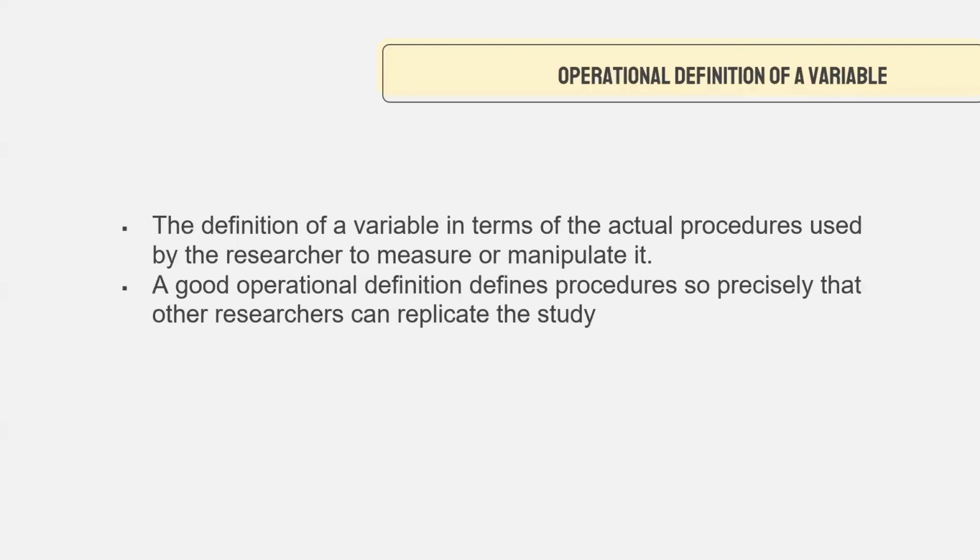So again, the operational definition of a variable is the definition of a variable in terms of the actual procedures used by the researcher to measure or manipulate it. And a good operational definition defines procedures so precisely that other researchers can replicate the study. So that's always the goal of writing your research paper, that other researchers can replicate the study using the details that you have put into your paper.